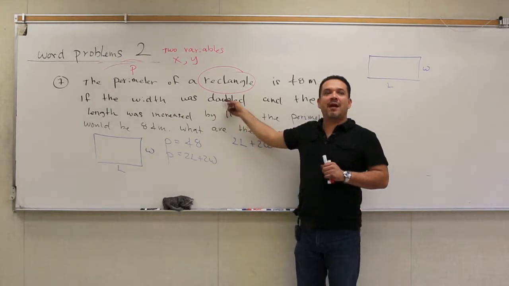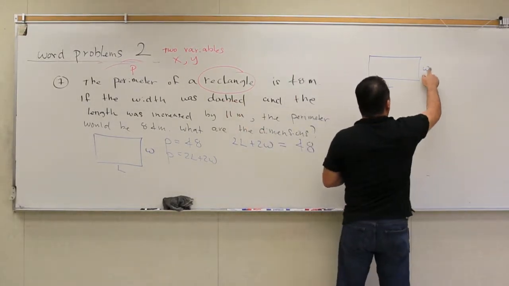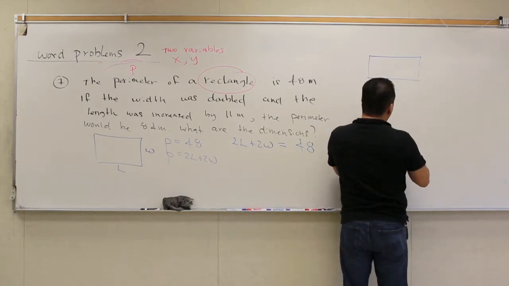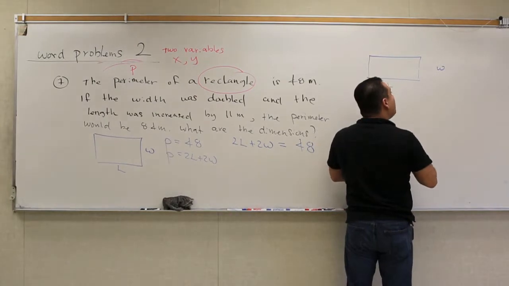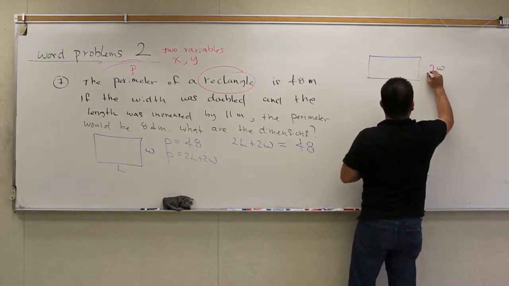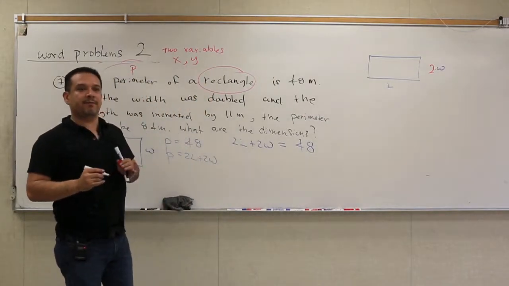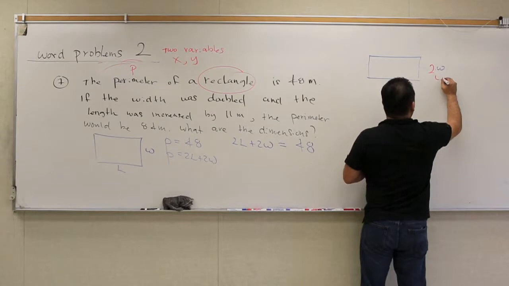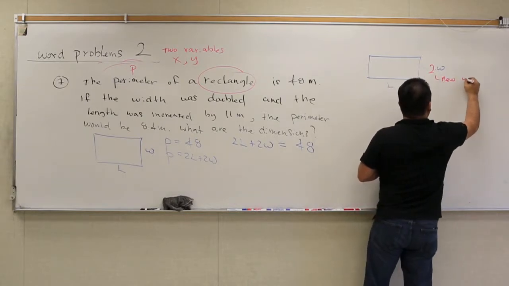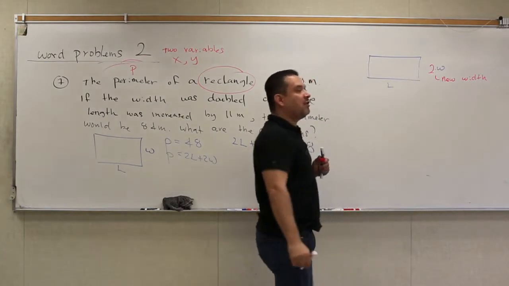Double the width. What does that mean, to double the width? Anybody know? If I double my width, what does that look like? Multiply my width by what? 2. So I'm going to say 2 times W. Are you with me on this? And in a sense, isn't this a new width? Is that a new width? So yes, because they're going to double it.